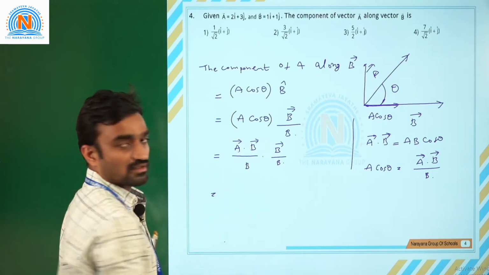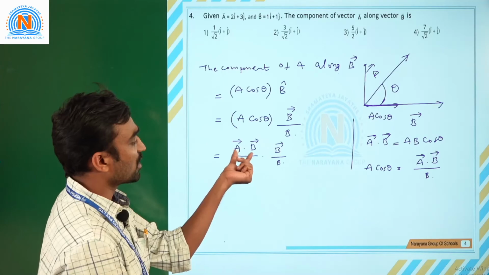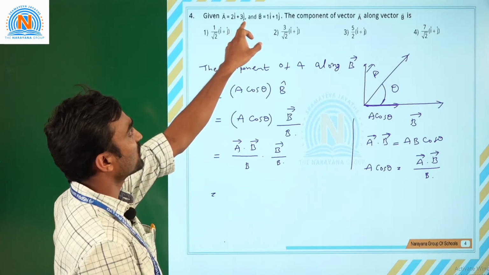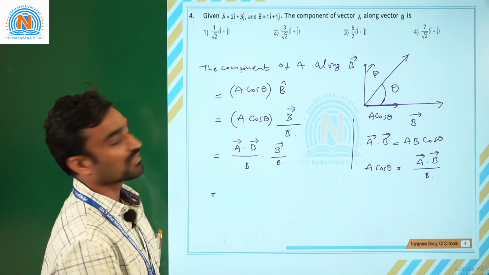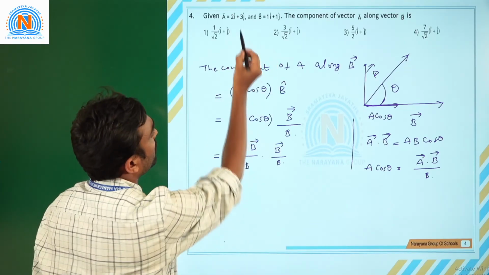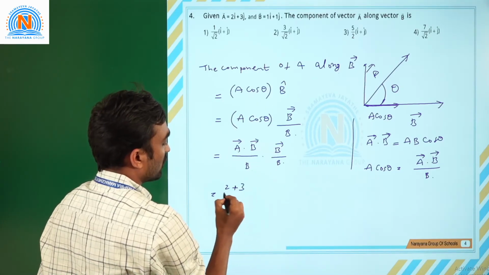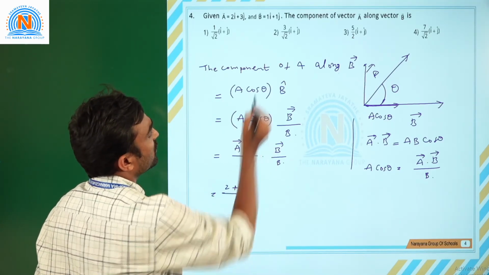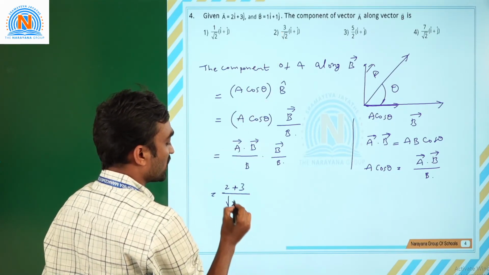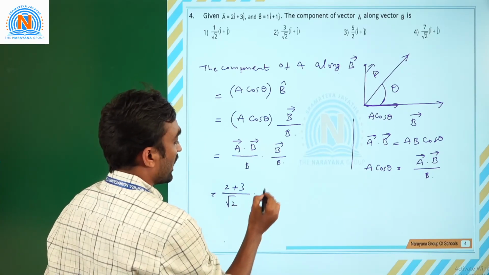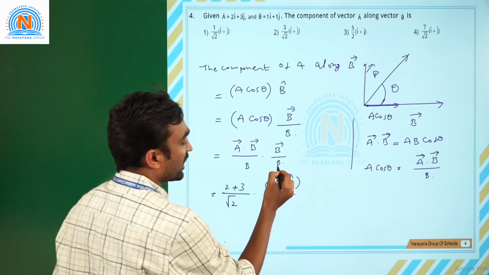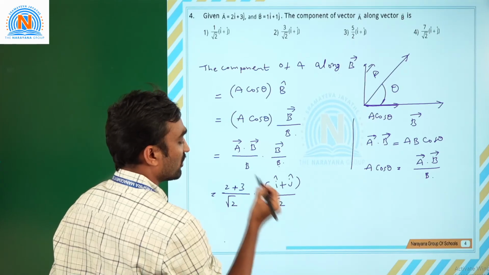Now a bar dot b bar is the scalar product of a and b. How to find it? Simply multiply the components. Vector a is 2i cap plus 3j cap, vector b is i cap plus j cap. So 2 into 1 is 2, and 3 into 1 is 3, upon the magnitude of b. What is the magnitude of b? Under root 1 squared plus 1 squared, which is square root of 2. And vector b is i cap plus j cap upon, again, the magnitude of b, that is square root of 2.